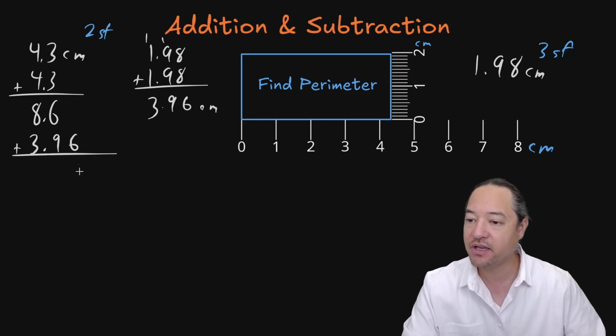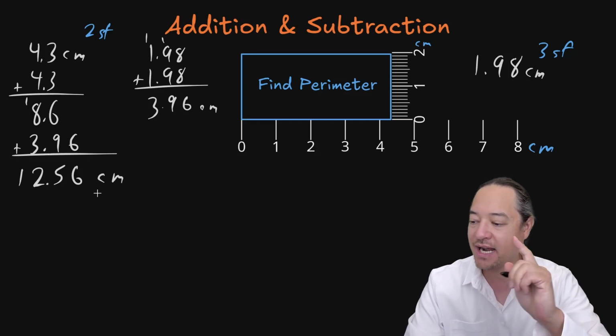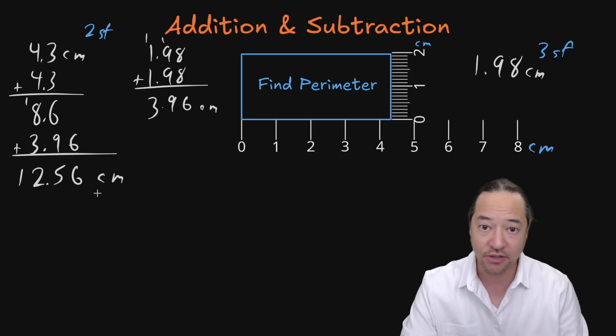Okay, so here there's nothing above me, so I'll just have a 6. This is 9 plus 6, that's a 15. And this is going to be a 12. Okay, so 12.56 centimeters. So this is what I am getting for my perimeter.